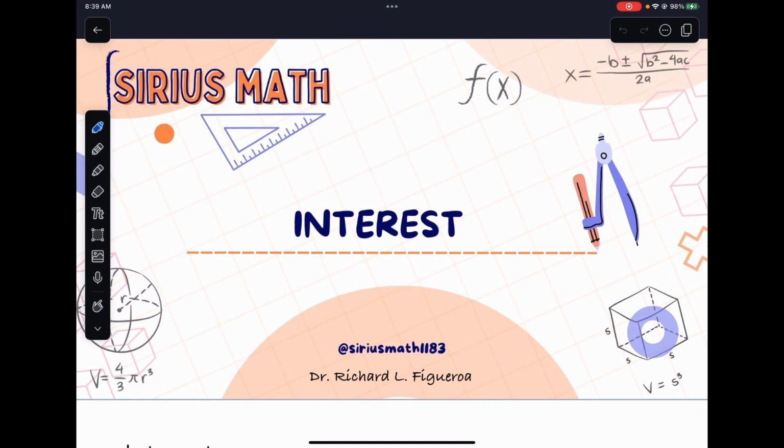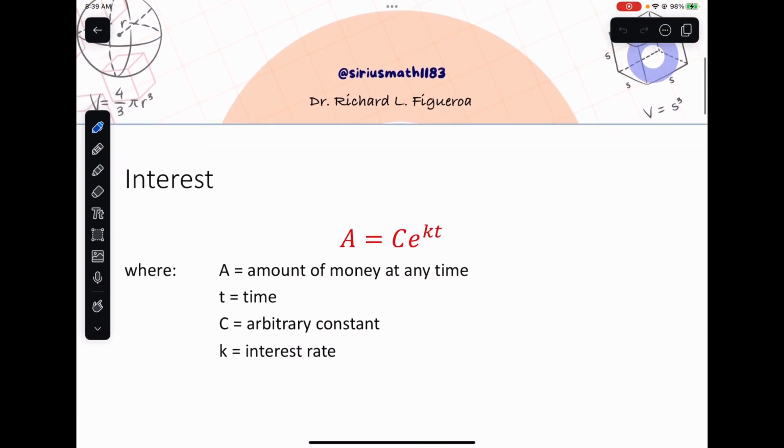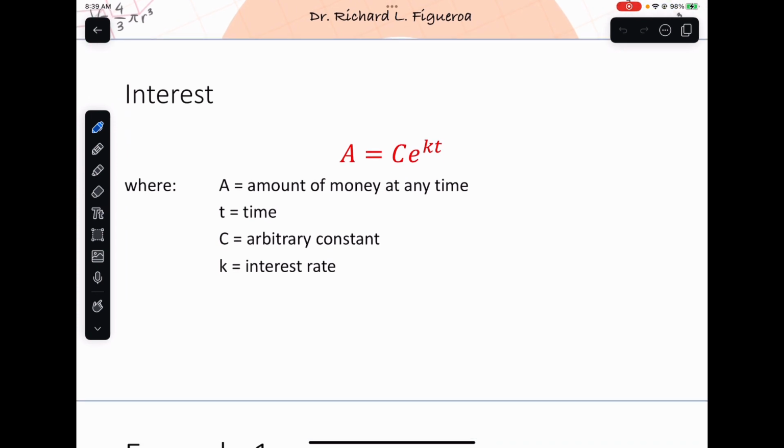If we have a certain amount of money and we're going to invest it, it's either in a bank or in a certain investment. Over a certain period of time, the amount of that money is expected, of course, to increase. And interest problems follow the law of exponential change. The only difference this time is the value of k, which corresponds to the interest rate already.